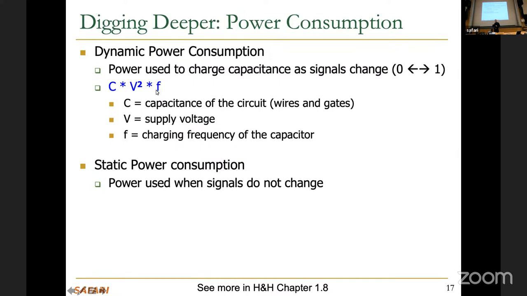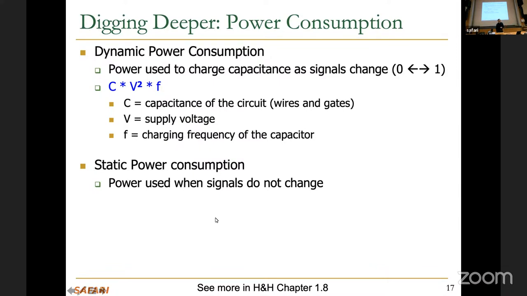So ideally, you would like to reduce voltage as much as possible. But as you reduce voltage, things become less reliable because the transistors need to turn on, and at some point, the transistors stop turning on if you don't apply enough voltage to the gate, for example.